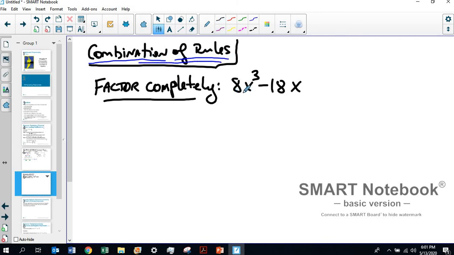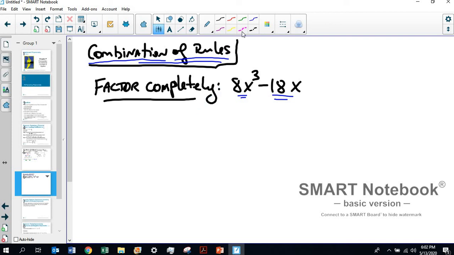You're given 8x cubed minus 18x, and you're asked to factor that completely. When I look at this, there are only two terms, so there are really only two options. It's either a special difference or sum, like difference of cubes, or there's a common factor that I can pull out. This is not a difference of cubes, because this is a cube, but this is x to the first power.